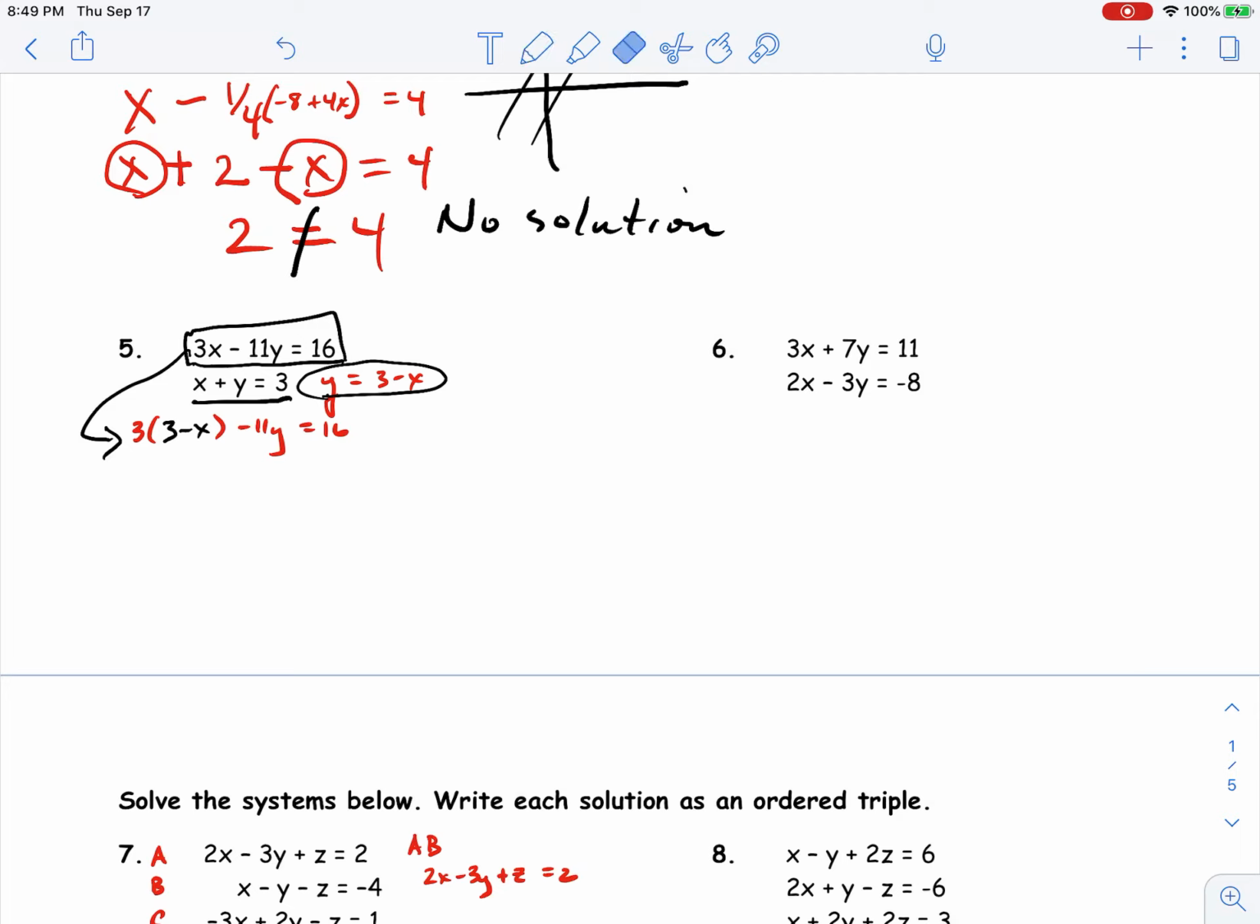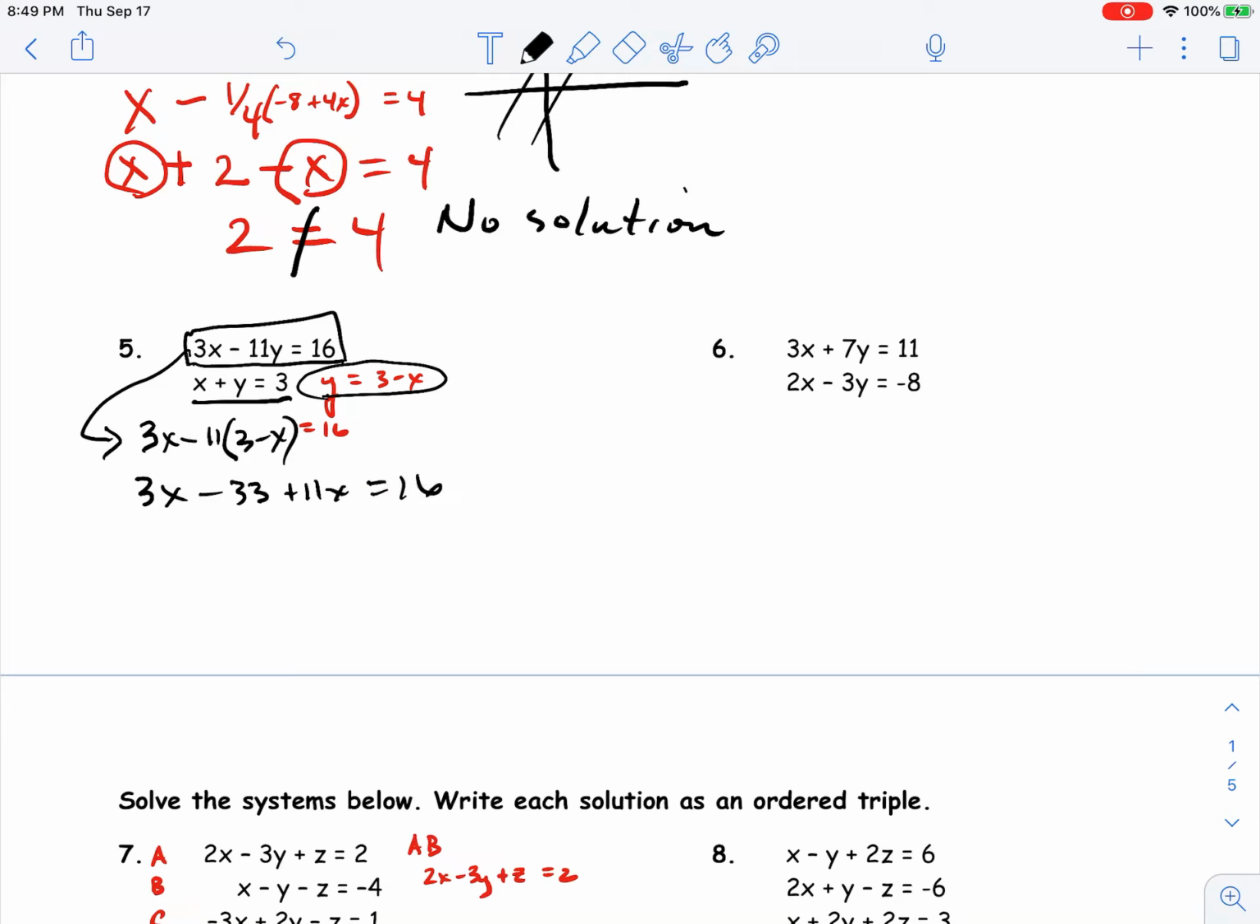by the way, I see that I made a mistake already. Sorry about that, because I would not put it there. What I would do is I would put 3 minus x in for the y, and I put it in for the x. So sorry about that. It's 3x minus 11 times 3 minus x equals 16. So then we end up with 3x minus 33 plus 11x equals 16.